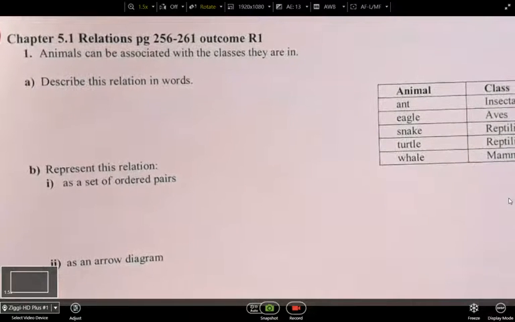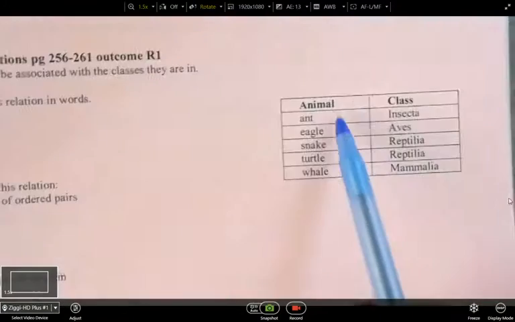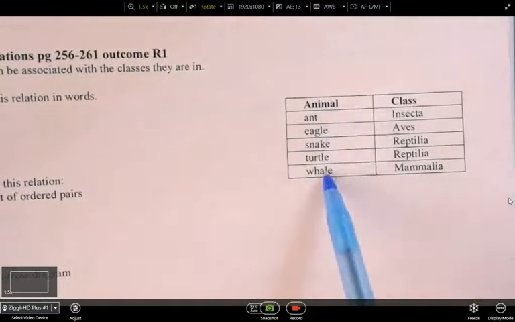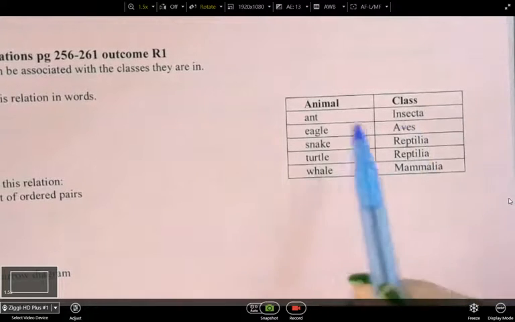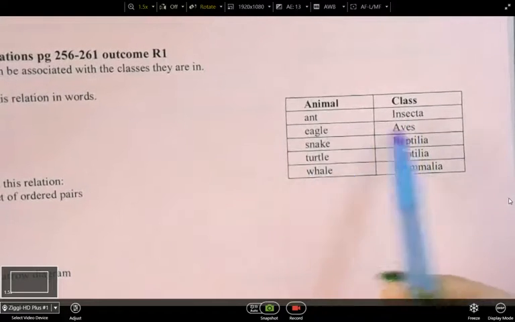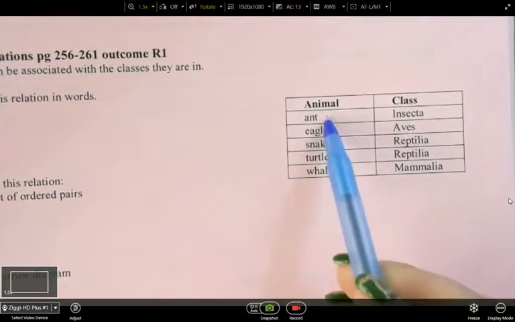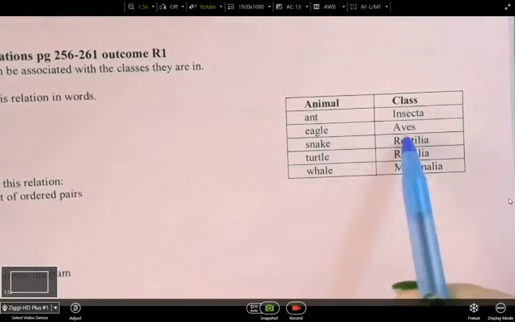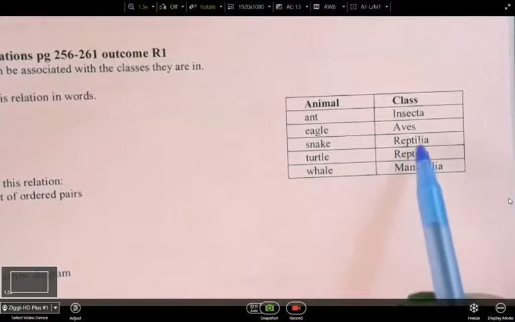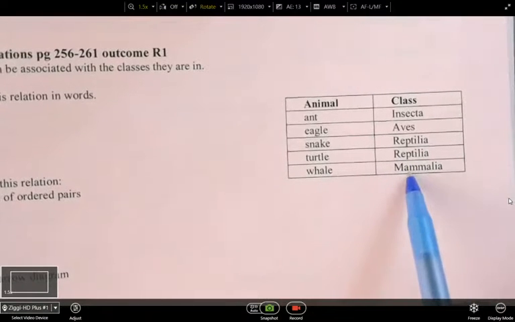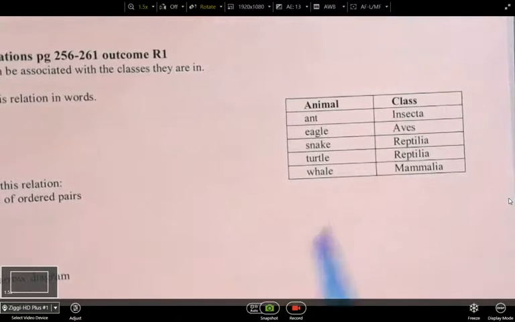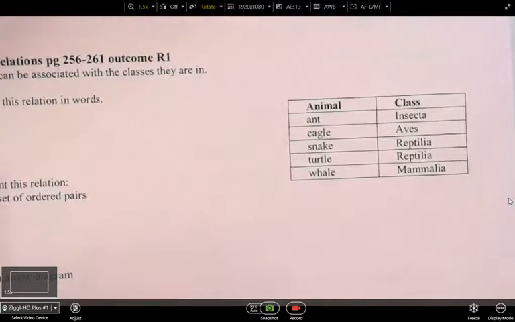Okay, so basically a relation is a relationship between two things, right? So here in this table, we've got animals in this column, and we've got class in this column. And these animals belong to that class. So ants belong to Insecta, eagles belong to Aves, snakes belong to Reptilia, turtles also belong to Reptilia, and whales belong to Mammalia. So now here the first thing says describe the relation in words.